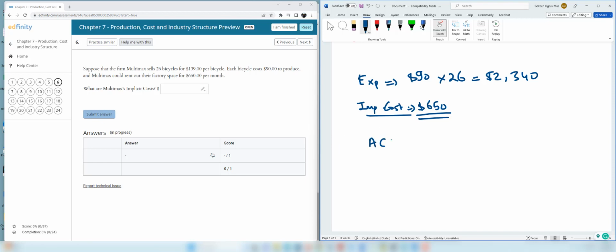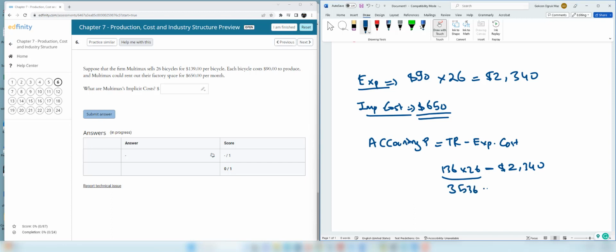Let's calculate now accounting profit. Accounting profit only counts explicit cost as total cost. So accounting profit is total revenue minus explicit cost. And what is total revenue? Total revenue is $136 per bicycle times 26 bicycles, minus the explicit cost. So let's calculate this amount. Total revenue is 3,536, and we need to subtract 2,340. So accounting profit is 1,196.